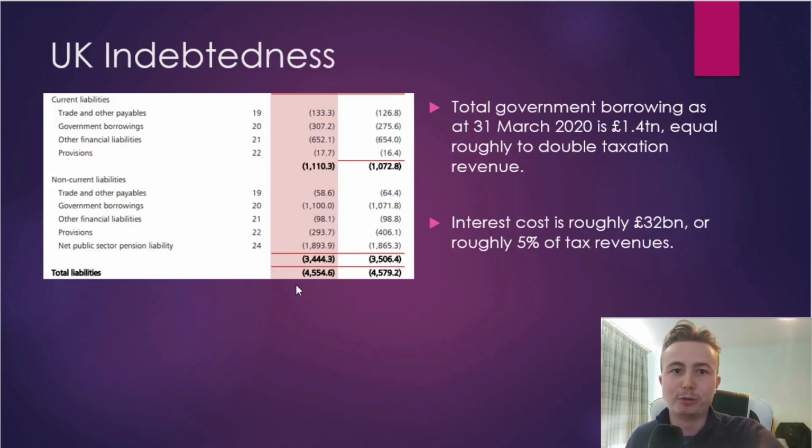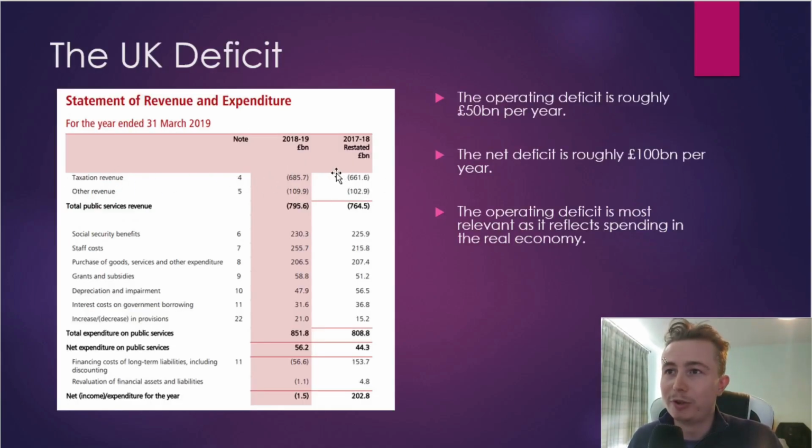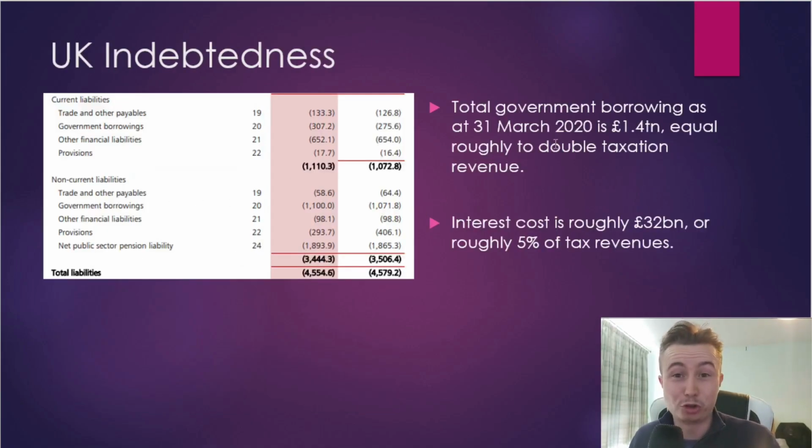Okay, UK indebtedness. Do you remember that I mentioned, you can't just simply spend more than you earn indefinitely. You have to fund this somehow, and it gets funded by debt. So let's take a look then. So total government borrowing as at 31st of March 2020 is £1.4 trillion, equal roughly to double taxation revenue. So friends, remember back on this first slide here, we had taxation revenue of about 700 billion. Well, the debt is 1.4 trillion, which is two lots of 700 billion.